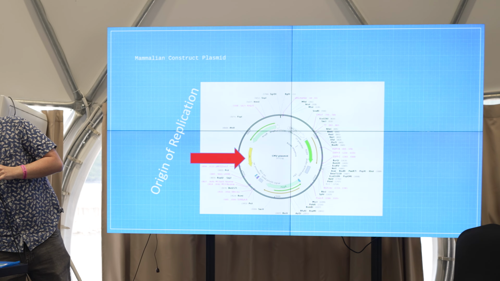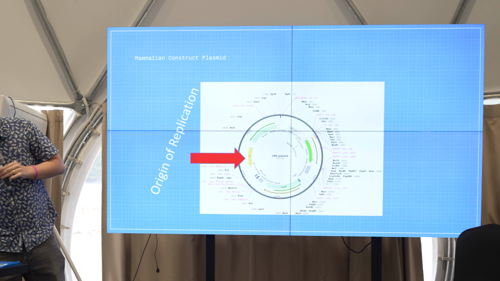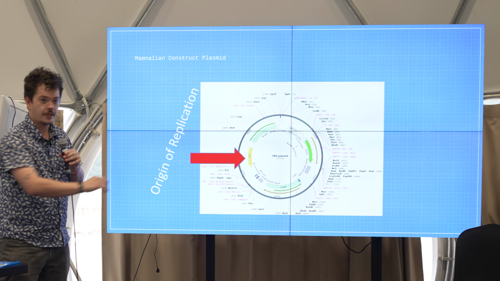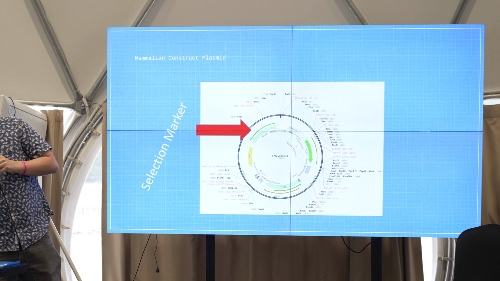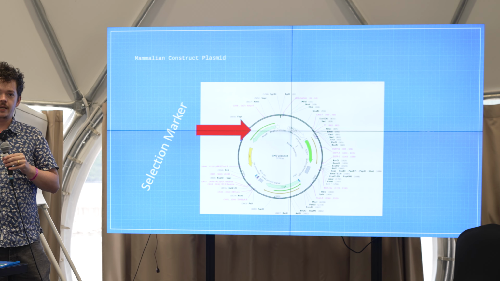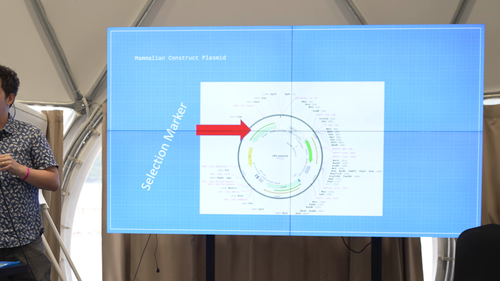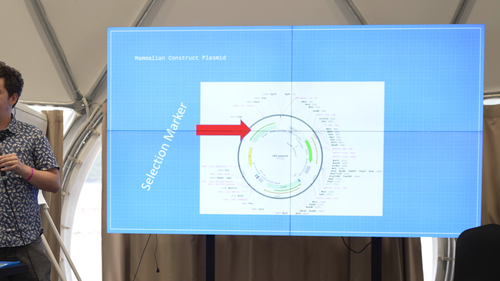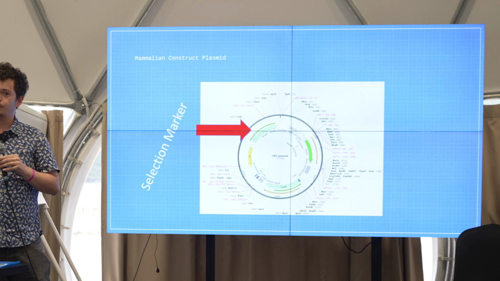So, like I said before, same materials. We have an origin of replication. We have a selection marker. That way, when we are growing this up in a bacteria, we can take it out, we can isolate it, no issue whatsoever. It's self-selecting. If it doesn't have the selection marker, it dies from the antibiotic.